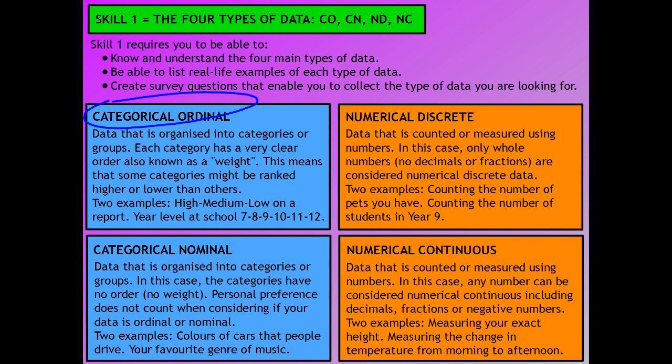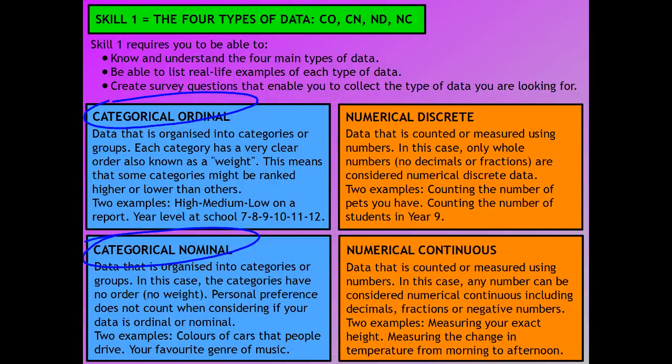The first one in the top left here is categorical ordinal data. This is data that is sorted into categories, but each category has a very clear weight or an order to it. So some categories are better or worse, or higher or lower than others. So 2 examples are, on your report, you might get a high, medium or low for your organisation. Now, they're the only 3 categories you can get, high, medium and low, and they have an obvious order to them. So high would be the best, then medium and then low. All right, your year level at school is another example. There's 6 categories in secondary school of the year level that you're in, and they have an order as well.